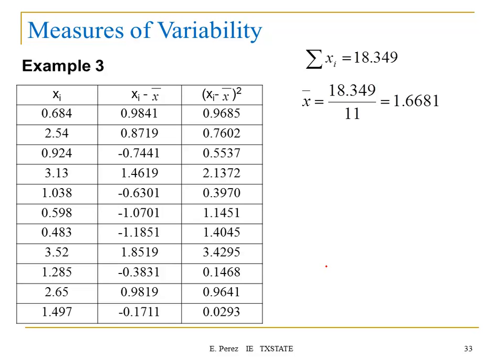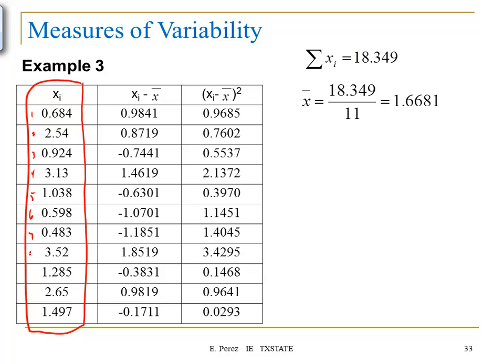Okay, so let's compute these. The variance for this sample, and I think this is not very clear. So the sample that we are looking at is this one. So we have 1, 2, 3, 4, 5, 6, 7, 8, 9, 10, 11. So 11 units. And we want to compute the sample variance.